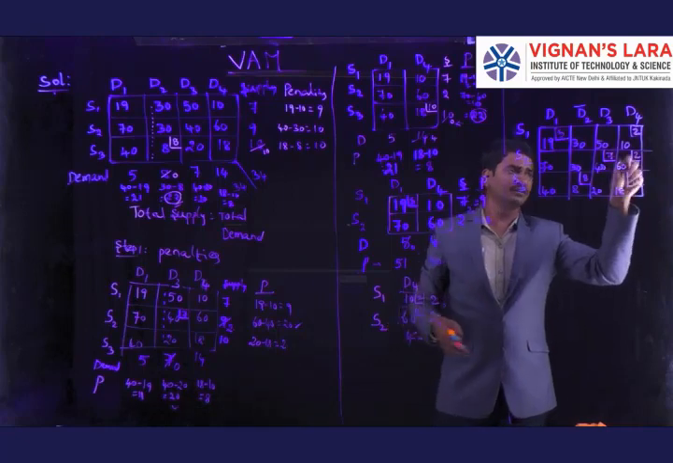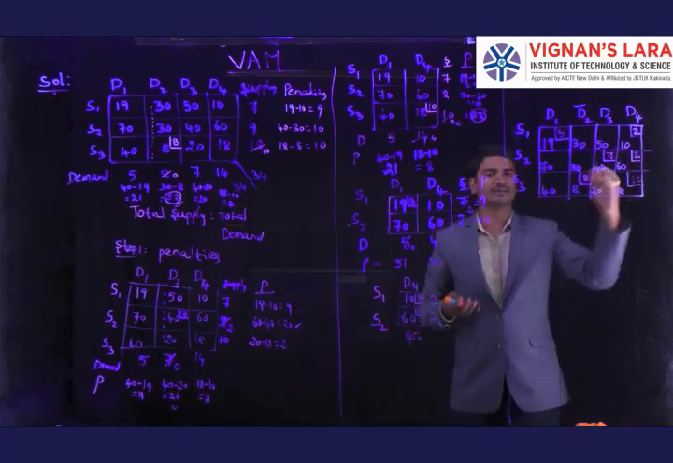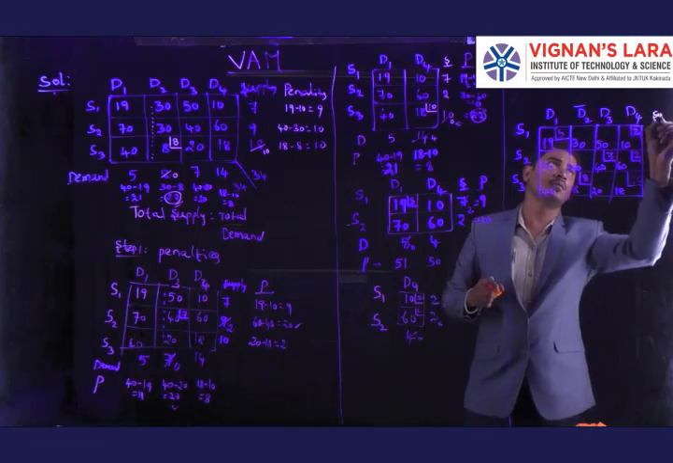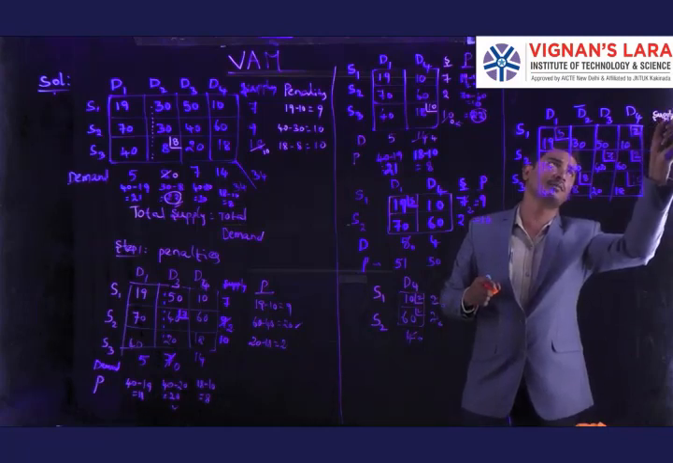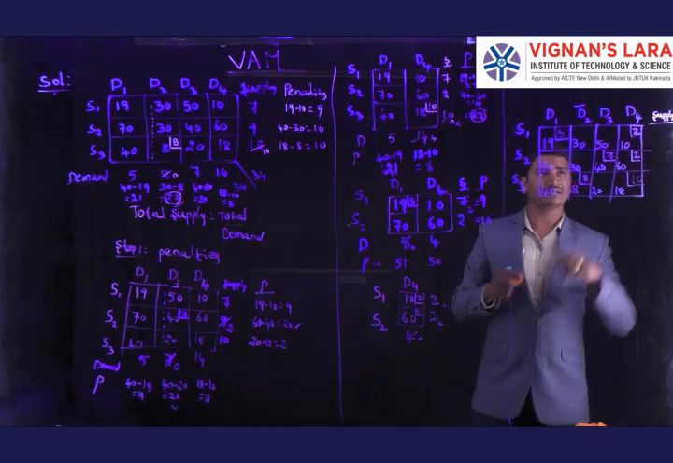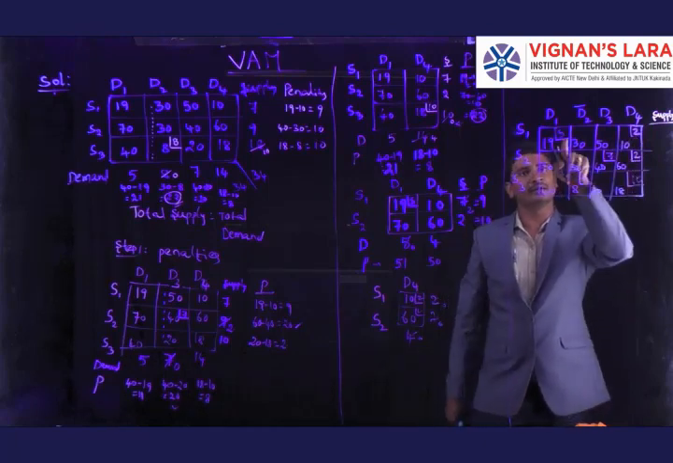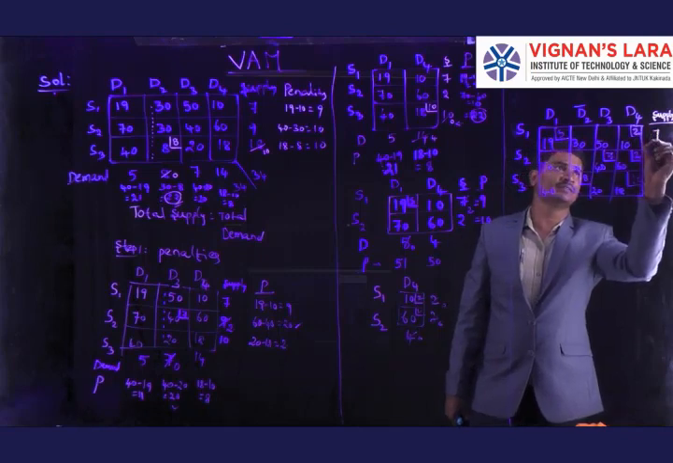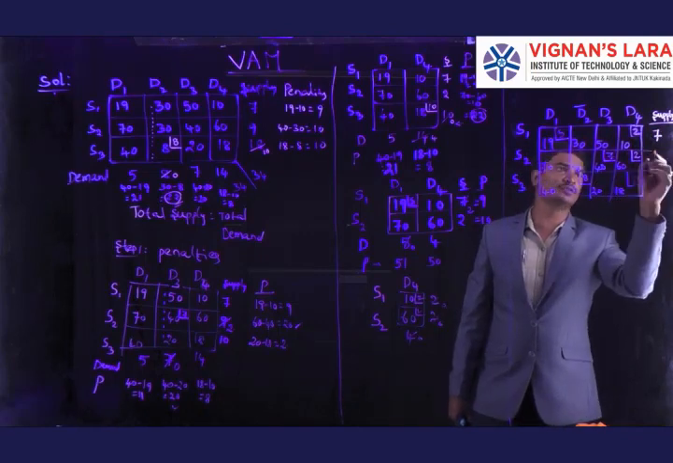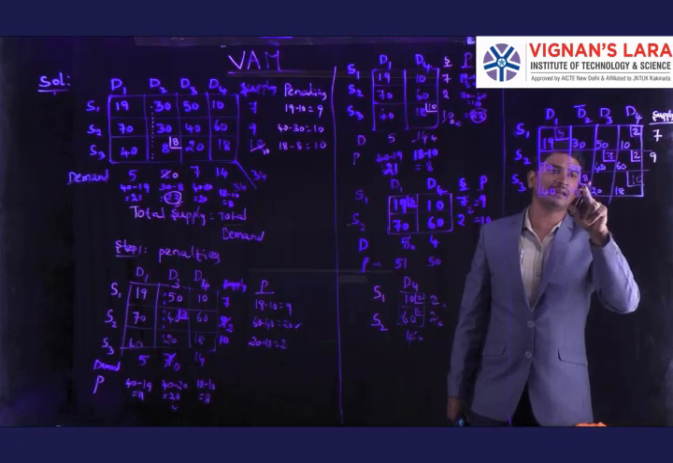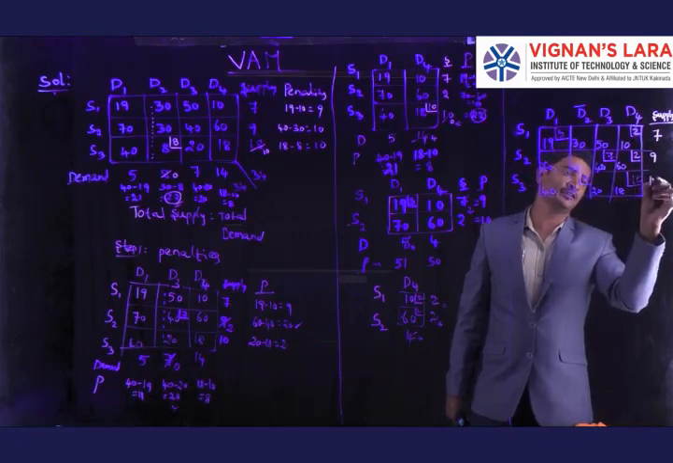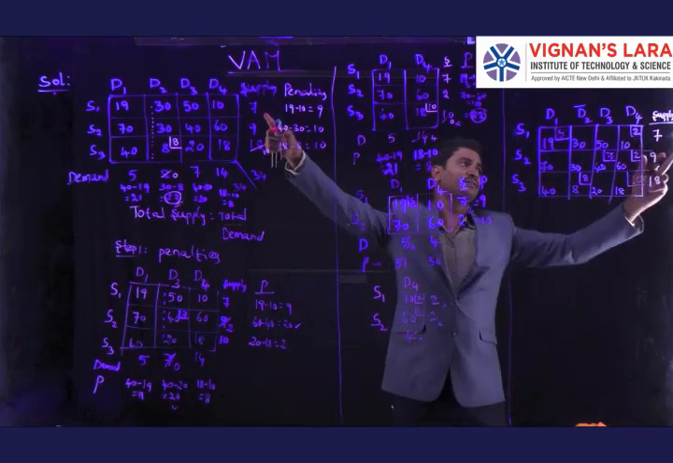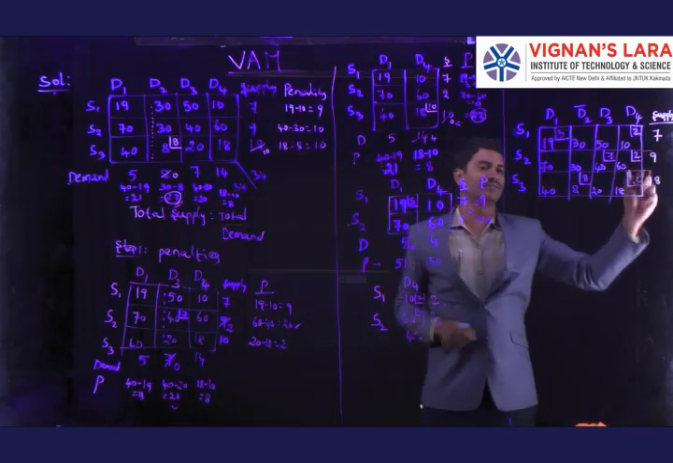From these allocations we are going to get the total supply and demand. How many units of supply did we supply to the destinations? Here 2 units we supplied, 5 units we supplied. Total 7 units. Here 7, 2: 9 units. Here 8, 10: 18 units. The given supplies are 7 units, 9 units, 18 units. It is satisfied.